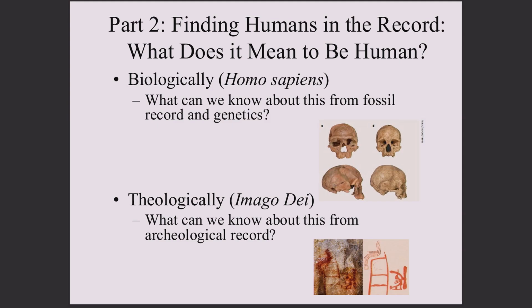So we'll look at that first, and then I want to look at how can you find the first theological humans, those made in the image and likeness of God, right? And what can we know about that from the archaeological record, right? And so if we look at the archaeological record, what can we find there that suggests these are the type of creatures that had rational conceptual thought, right? And so we'll do that second. But first, we'll start with the fossil record and what we can know from that, okay?